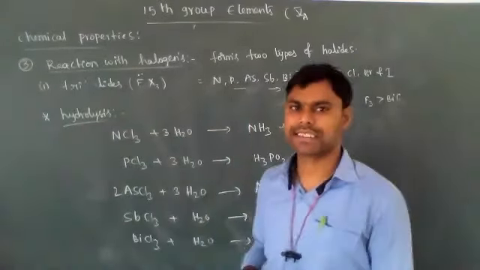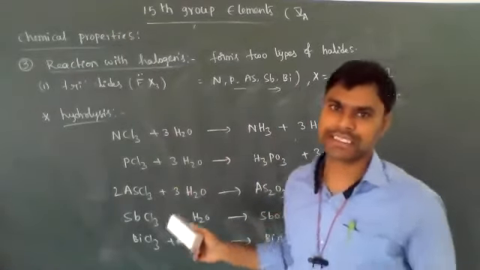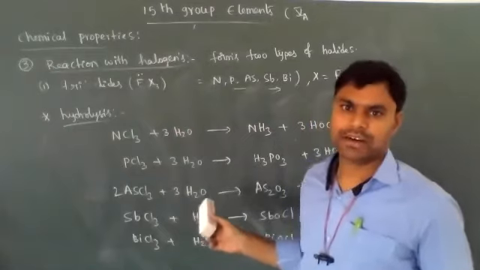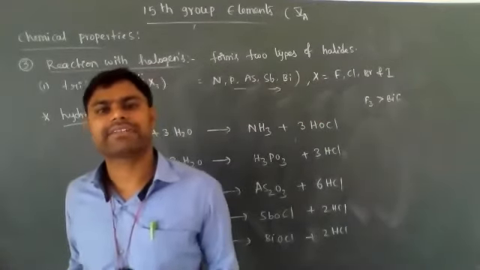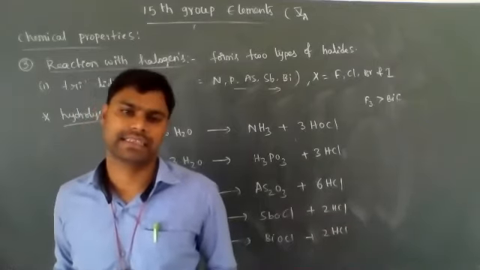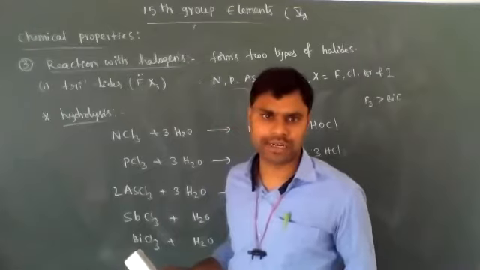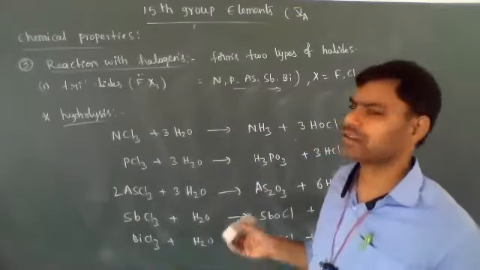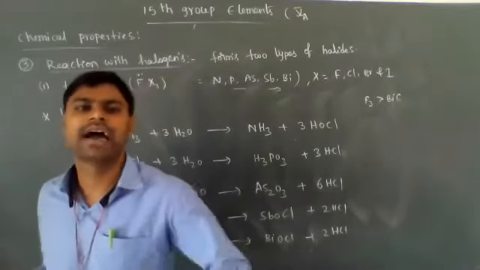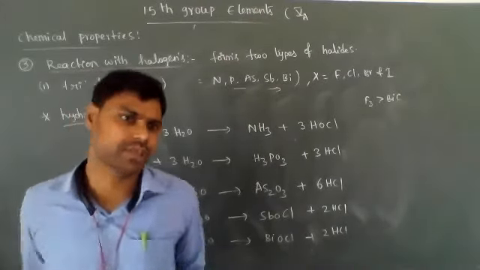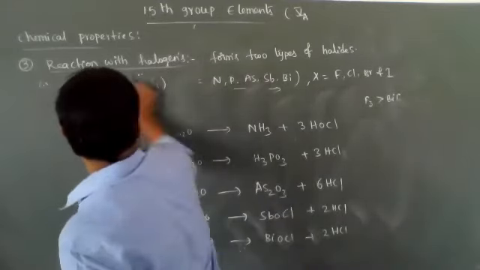In trihalides, the oxidation state of the central atom is +3. In pentahalides, the oxidation state is +5. So pentahalides have more covalent character when compared to trihalides, and trihalides have more ionic nature. Ionic nature and covalent character we can explain using Fajans rules, which we already studied in first PUC. Okay, let's see about pentahalides.